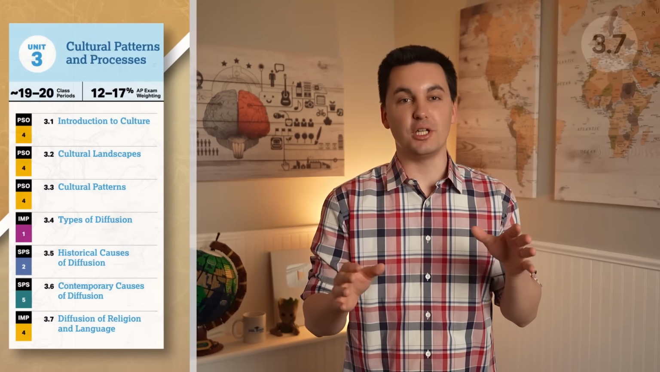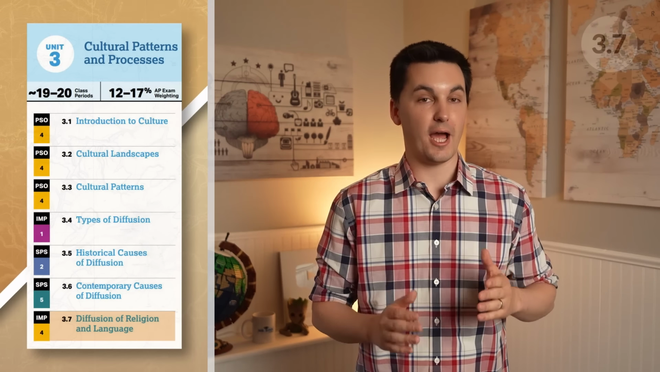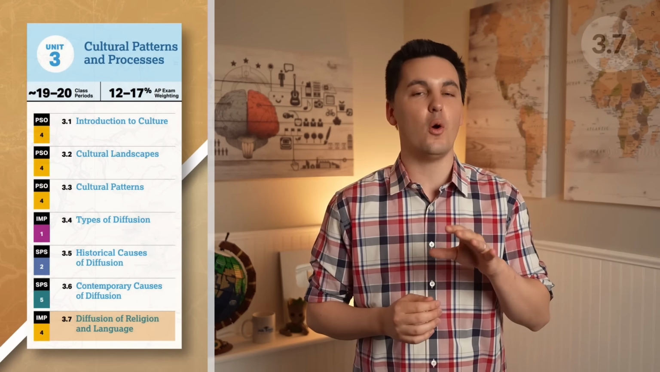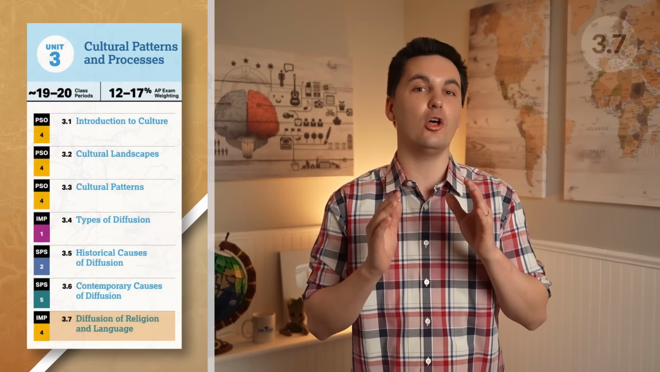Right, now the next part of this unit is really easy to get overwhelmed by. However, I want to highlight that you don't need to know every aspect of every faith and also every aspect of every language. The focus here is on how the religions and languages diffused around the world and how they impact the cultural landscape. Starting with religion, we have two main categories: universalizing religions and ethnic religions.